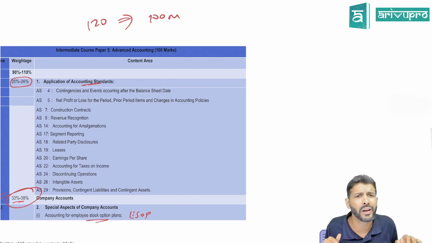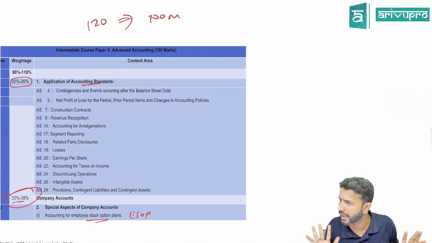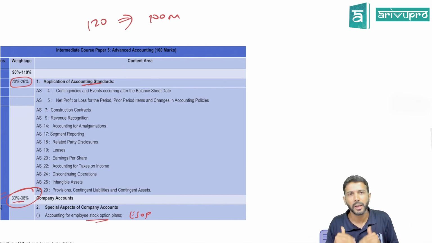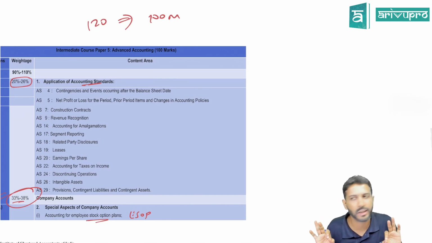Some papers may not go in your favor. That is part and parcel of the CA examination. Every student goes through this bundle of emotions. Don't get disturbed by that.